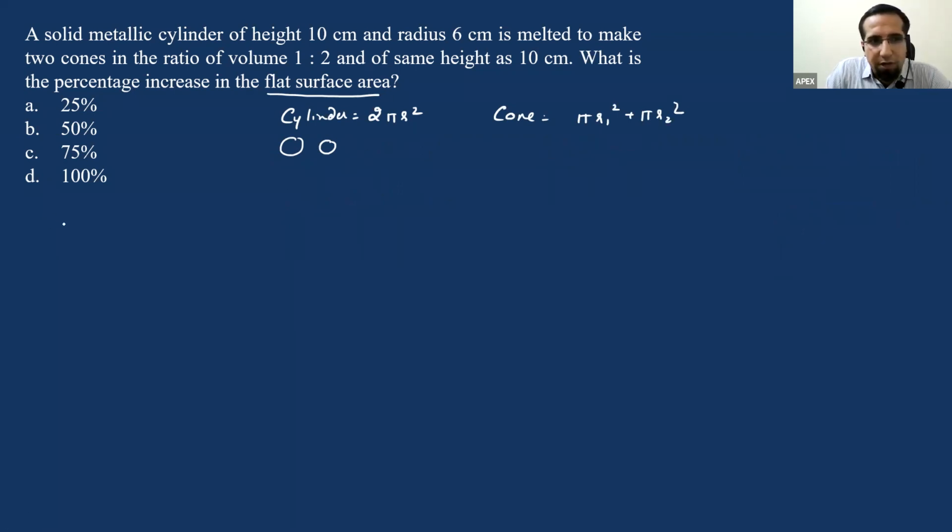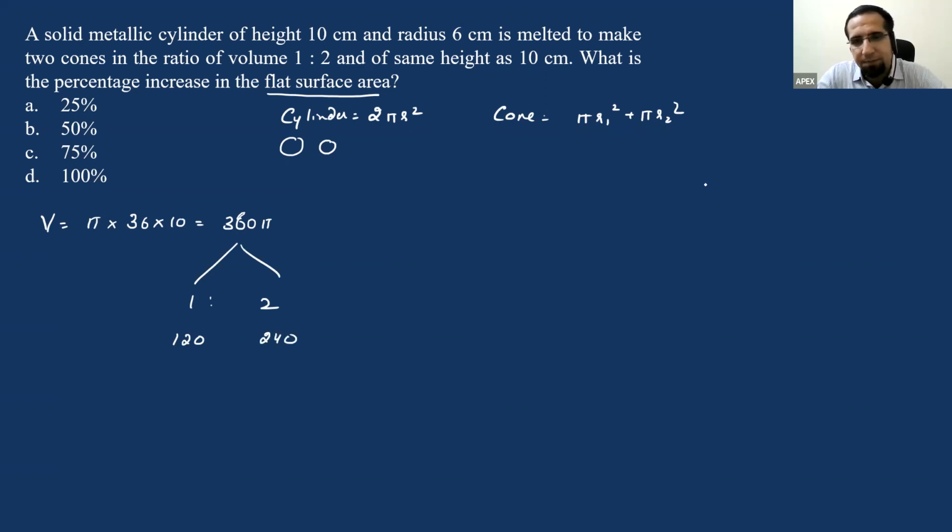So what is the volume of the cylinder? The volume of the cylinder is equal to pi into r square, r square is 6 square, that is 36, into h, which is equal to 360 pi. This is where I messed up. Okay. So this 360 is divided in the ratio of 1:2. That means this one will get 120 and this one will get 240. Rest all is the same, guys.